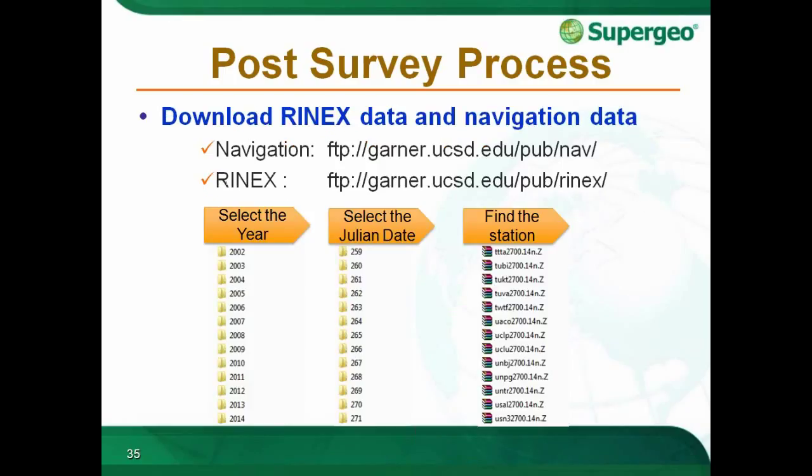So we go to those two FTP websites, and first we have to select the year of your field data, and then choose the date. It's a Julian date, so you need to convert your date into Julian date, and then go into the folder to search for the station you need, and then download the data.